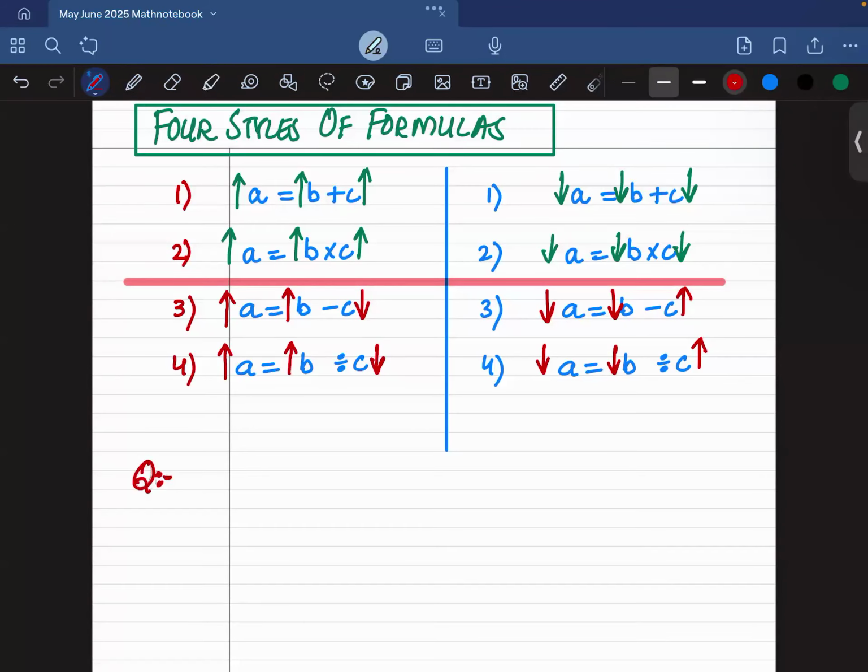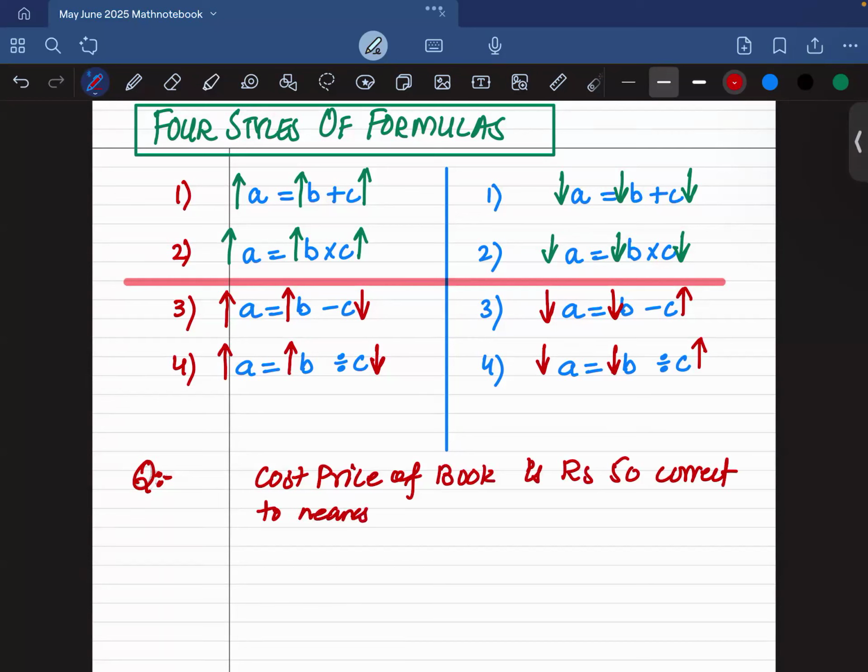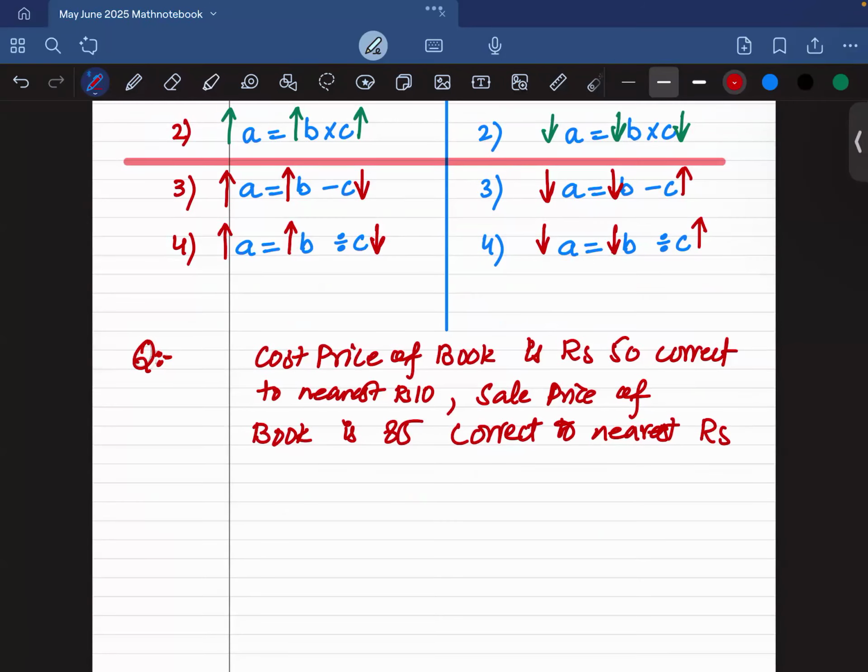Question. Mr. A, or I directly write it. Cost price of book is ₹50, correct to nearest 10 rupees, and sale price of book is 85, correct to nearest 5 rupees. Calculate upper bound of profit.